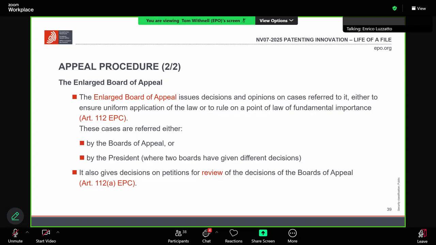Recently, with the last major changes in the EPC, the right to petition for review was also introduced, which is when one of the parties involved in appeal proceedings considers that there was a major substantial procedural violation by the Boards of Appeal. Petitions for review are relatively rare and quite expensive, just to discourage people from resorting to this measure other than in very, very relevant cases.